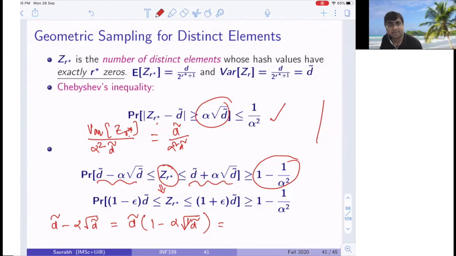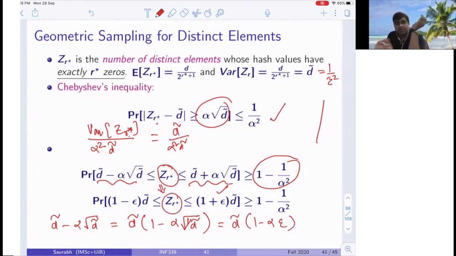What did we know D hat is? This is what we chose D hat to be, 1 over epsilon square. So this becomes D hat times 1 minus alpha times epsilon. And similarly here. So what are we able to show? That if we choose R star the way we chose, then the estimate Z star is a 1 minus epsilon and 1 plus epsilon approximation with good probability. The choice of alpha is completely dependent on that big C which we choose in the beginning, so we can make the maths work.